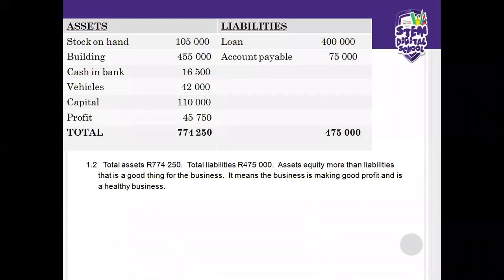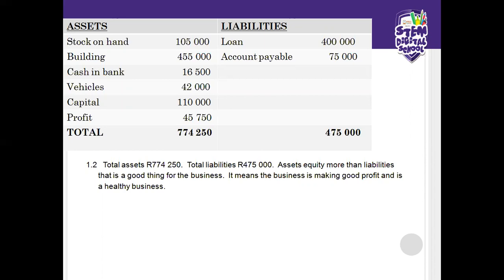Right, you could have said something like, your total assets, and look there if you have counted it, to get the total at the top, total assets is 774,250, while your total liabilities is 475,000. Your assets are more than the liabilities, and that is a good thing for the business. So as soon as your assets are more than your liabilities, that's a good thing. It means the business is making good profit and is a healthy business.